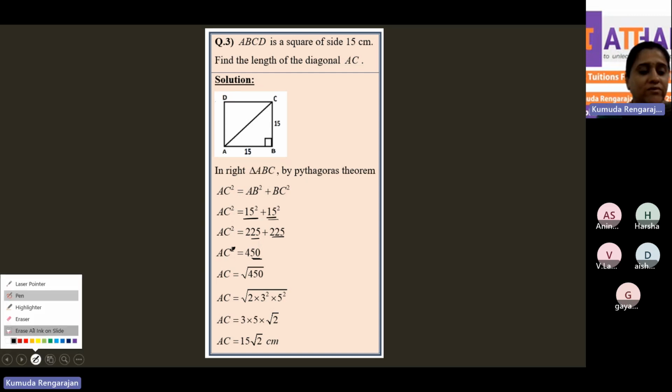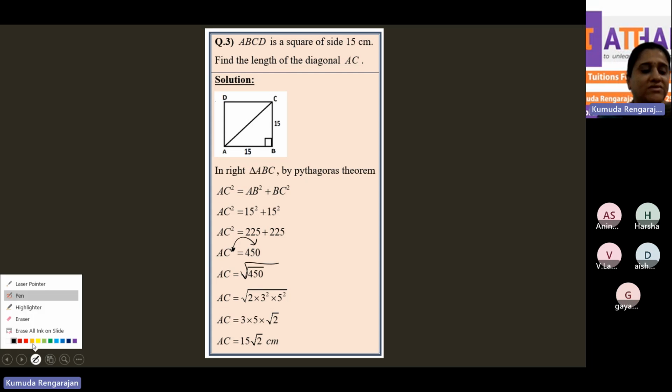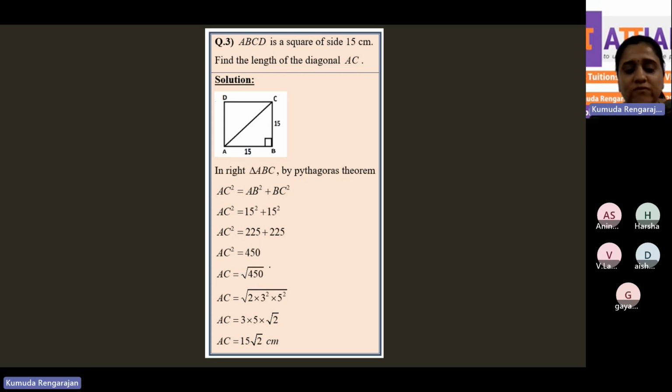So AC is equal to the square root of 450. I told you in the last class, when you want to get rid of the square, you take it to the other side, and it becomes square root. So AC is equal to the square root of 450. And how do you find the square root of 450? Use the prime factorization method.